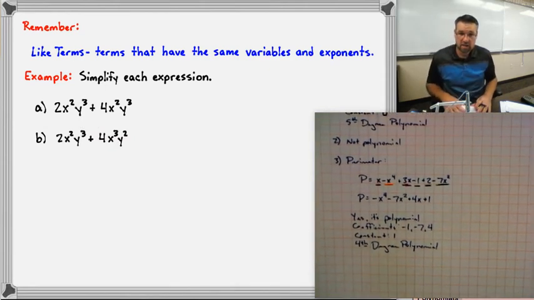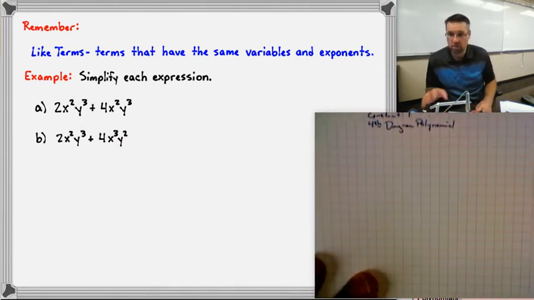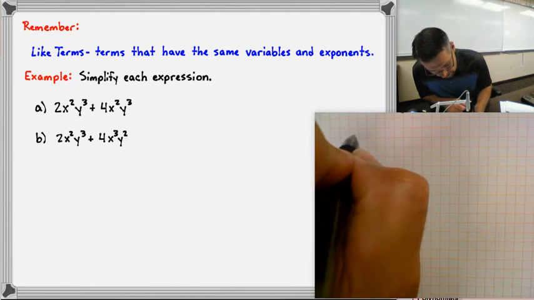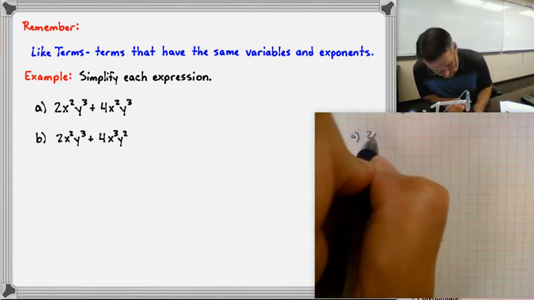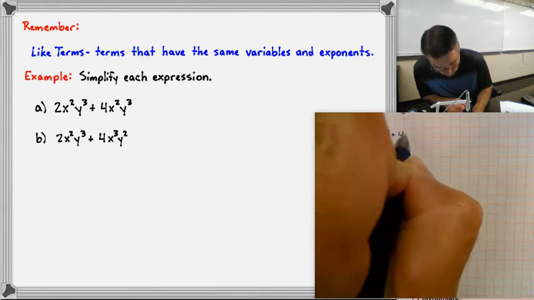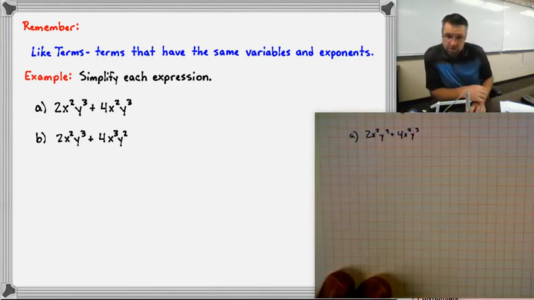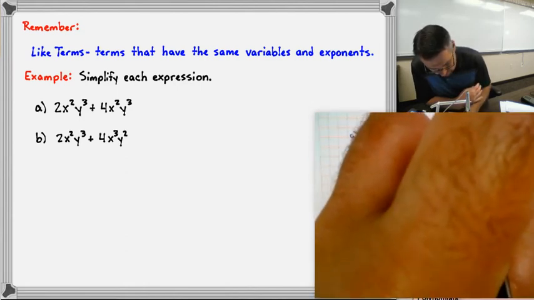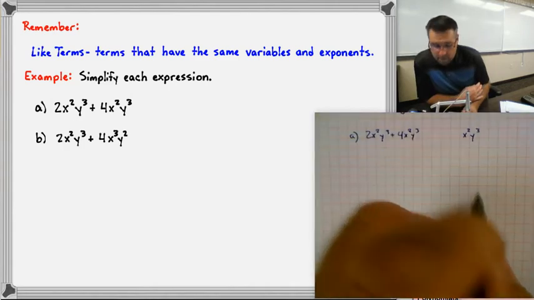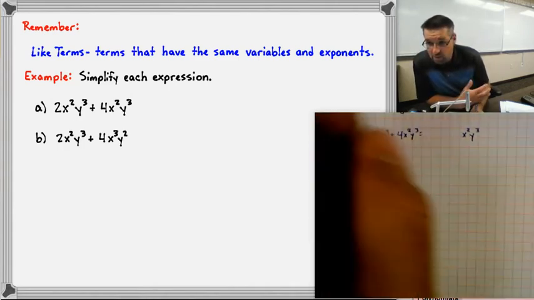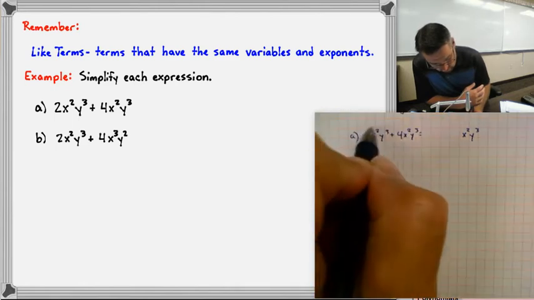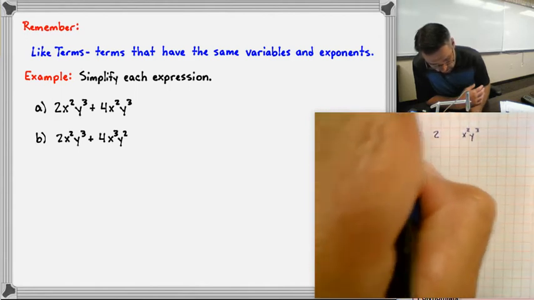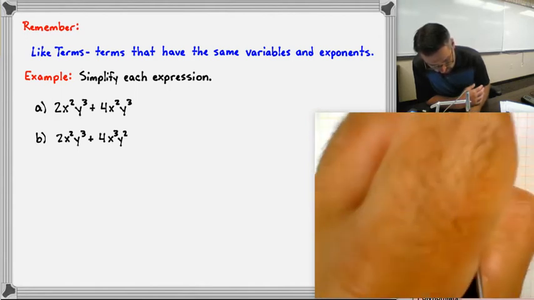So for this one, if I want to simplify this expression, I'm going to go ahead and move on here with my page. This is an example, so it should be on the right-hand side, by the way. So for A, we've got 2x squared y cubed plus 4x squared y cubed. What I like to do is recognize the things that are alike. So we could say that they both have x squared y cubed, right? And so what I'm going to do is factor out, is what we'd say. We're going to talk more about factoring in the future. But what's left over here, if I factor out the x squared y cubed? Well, there's a 2 left over. And what's left over here? Well, there's a 4 left over.